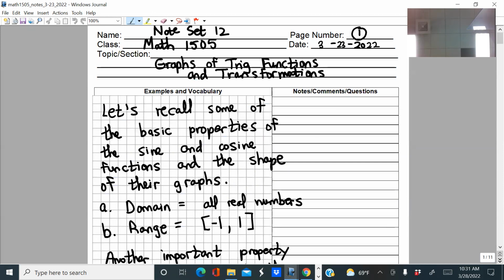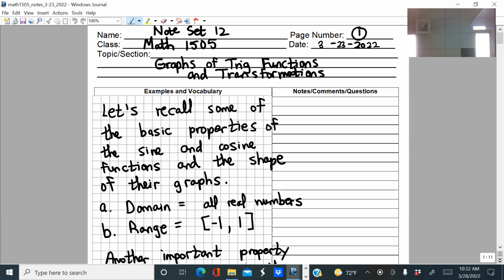So we've looked a little bit at graphs of trig functions, just sine and cosine. And we know the shapes of those curves, right? But we're going to look at that a little bit more in depth now. So recall the basic shapes of the sine and cosine curves. The domain of the sine and cosine functions is all real numbers. So when you graph them, those curves extend indefinitely to the left and the right.